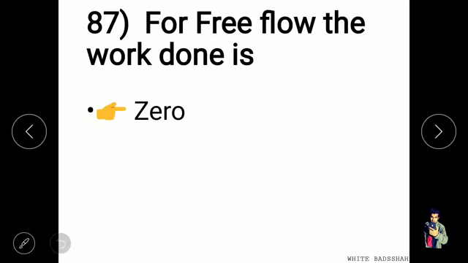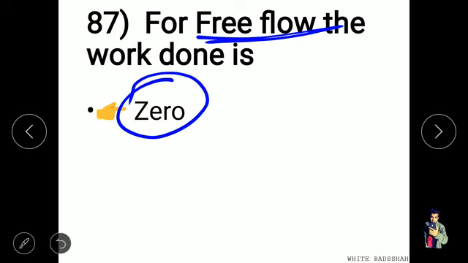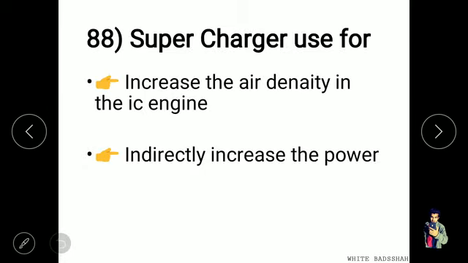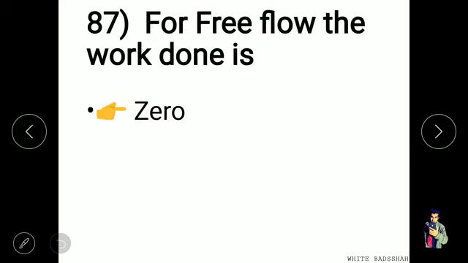Now, for free flow the work done is zero, because there is no kind of energy or force required for any process where free flow occurs.